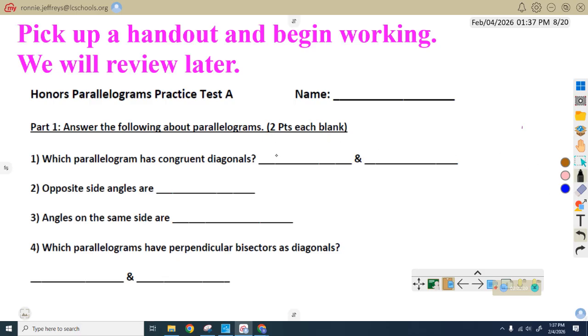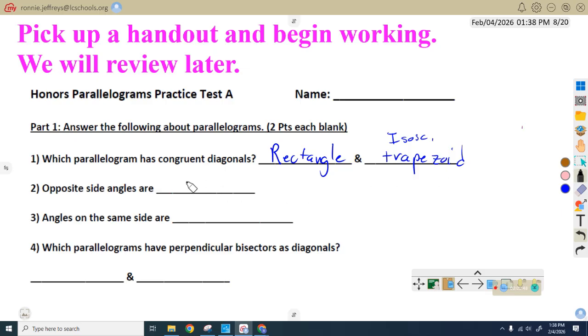Okay, so which parallelogram has congruent diagonals? Well, rectangles and trapezoids. Now, not just a regular trapezoid. It's supposed to be an isosceles trapezoid. I forgot to do that earlier, but that's it. All right.